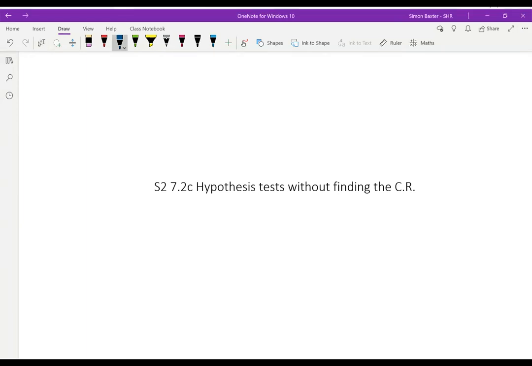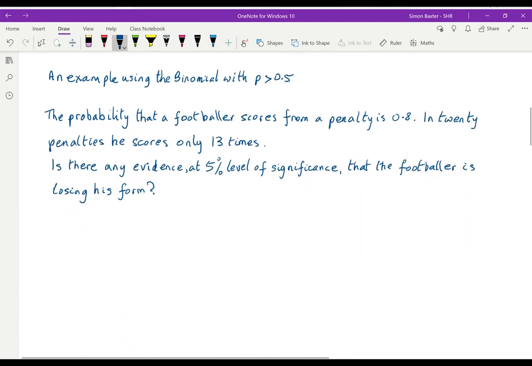In this video, I'm going to look at two more examples of hypothesis testing without finding the critical region. In the first one, we're going to look at an example which uses the binomial where p is greater than 0.5. A footballer scoring penalties with a probability of 0.8. In 20 penalties, he scores only 13 times. Is there any evidence at the 5% level that the footballer is losing his form?